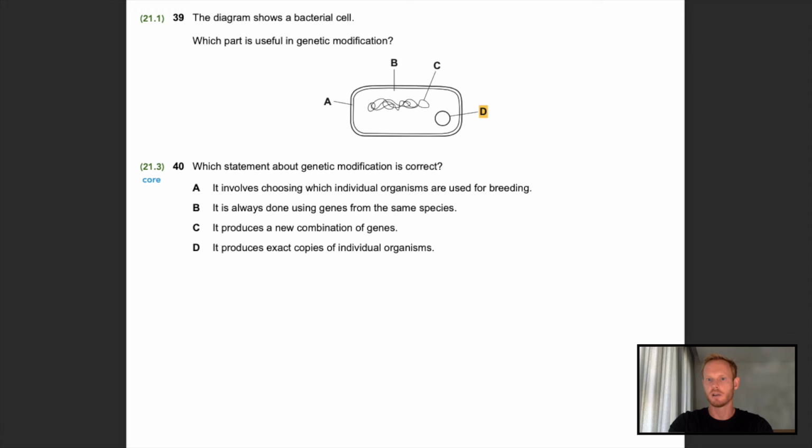Okay, final question, question number 40. Which statement about genetic modification is correct? So genetic modification can be described as changing the genetic material of an organism by removing, changing, or inserting individual genes. So the correct answer here is C. It produces a new combination of genes.